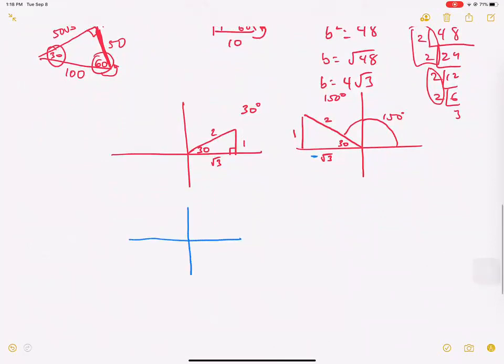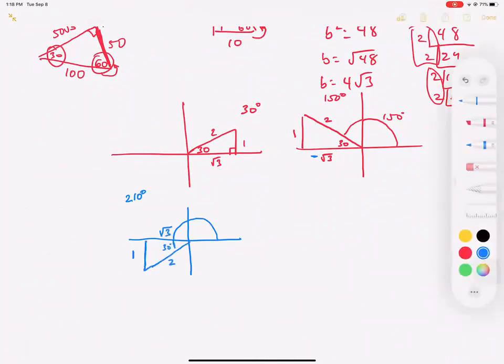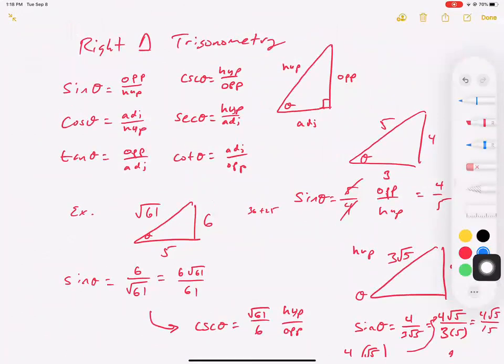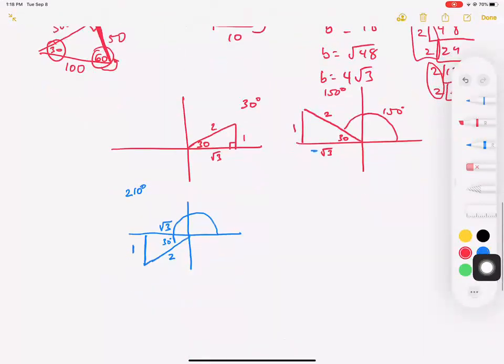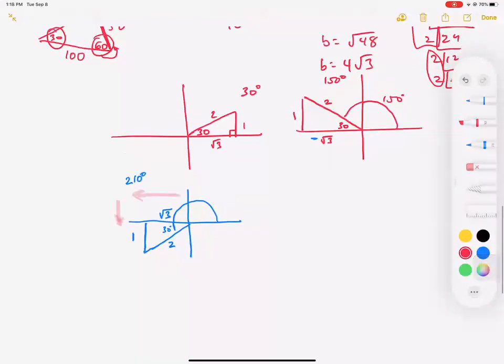Next one. The angle is 210. 210 degrees would take us past 180 a little bit more. 210 degrees would be quadrant 3, but this would still be 30 degrees, which gives us a 30, 60, 90 triangle. Remember, the short side is 1, hypotenuse is 2, and the long side is square root of 3. In this case, the sides are left and down. So we went left, and we also went down.